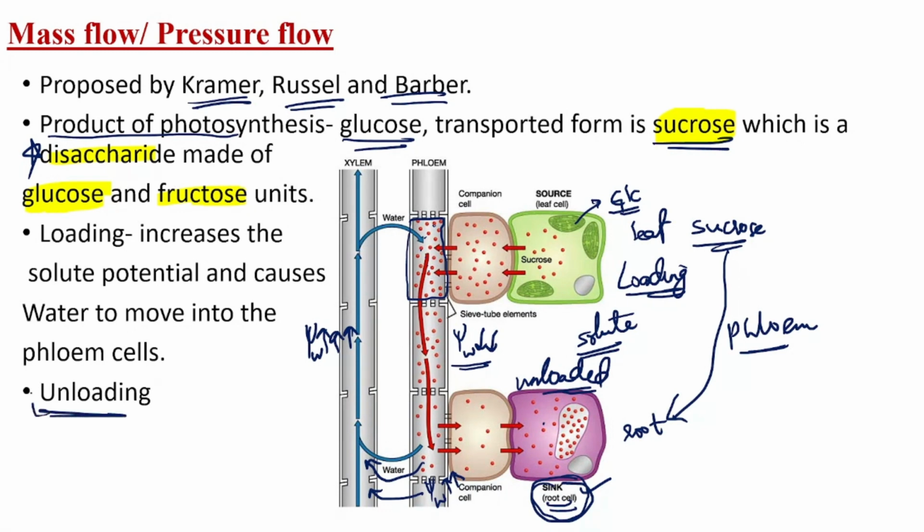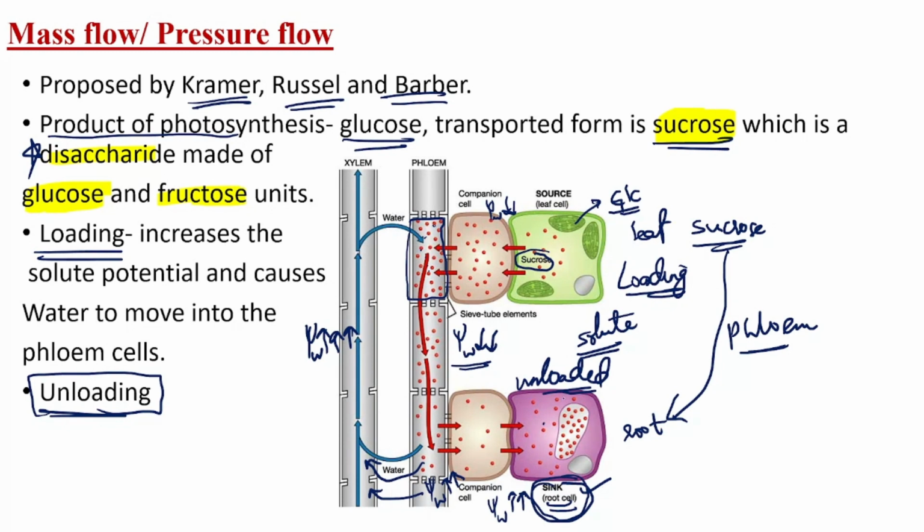Okay, so it is very important to understand this process of loading and unloading. What is loading? The sucrose which is present inside the chloroplast of the source, when it gets loaded into the phloem element, that is called loading. And during loading, water potential decreases because you are adding more amount of sucrose in it. So therefore, water starts moving from xylem. During unloading, water potential starts increasing. As a result, water starts moving from the phloem element to the xylem tubes. Is it clear? So this mass flow or pressure flow hypothesis explains how the food transport takes place from the source to the sink.